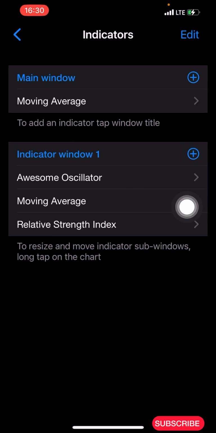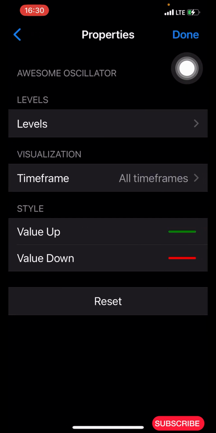Alright, the next indicator we have here is awesome oscillator, and you have to click on this plus icon again, then you search for your awesome oscillator. So these are the properties for the awesome oscillator. You just have to use the default setting and you are good to go.